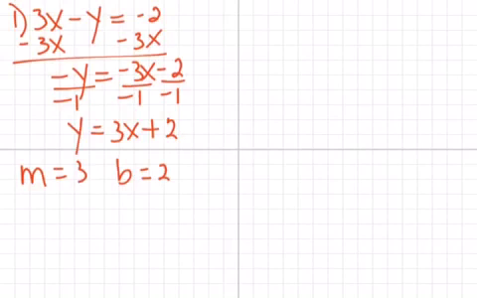Students, I wrote this problem down incorrectly, so I'm going to fix it. This should be 3x plus y. So this would be a plus y. Then we're dividing by plus 1. So then it's negative 3x minus 2. So the slope is negative 3 and the y-intercept is negative 2. I'm so sorry. I hope that doesn't confuse you.